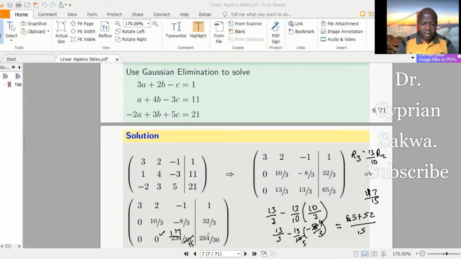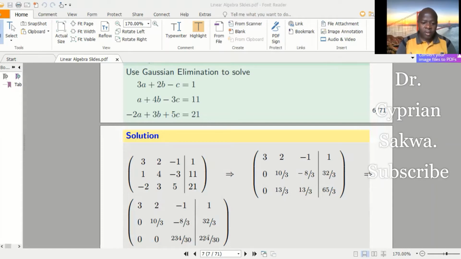Doing the same from this position, you will still get again 117 out of 15. But since I had not simplified, let me just leave them the way I had used them. They were 234 out of 30.